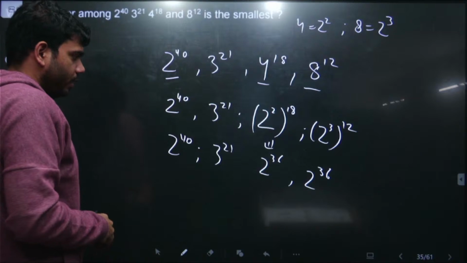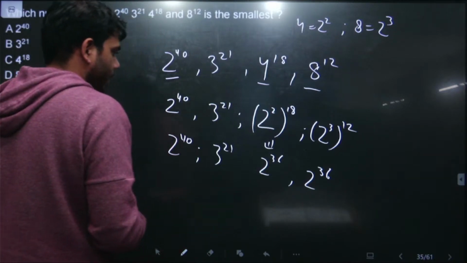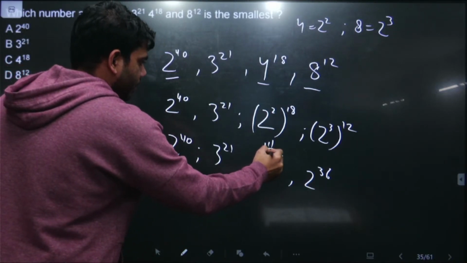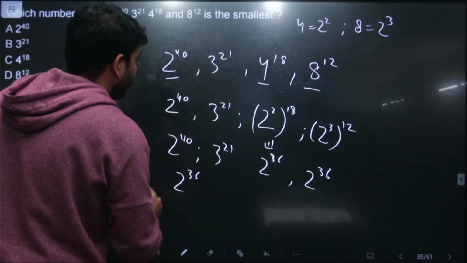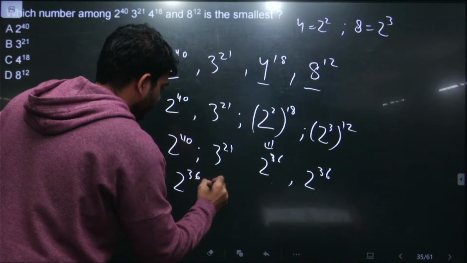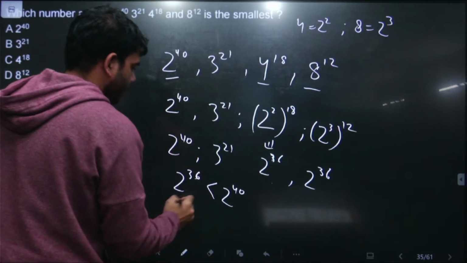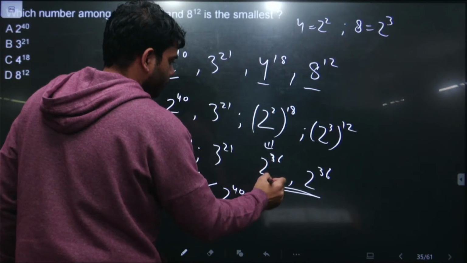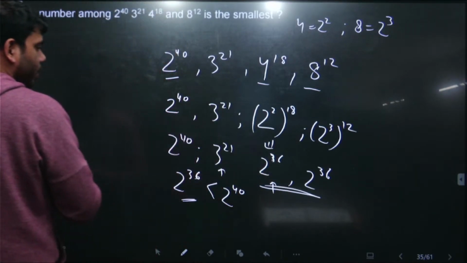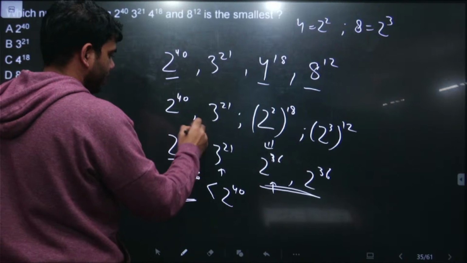So clearly, very clearly, we can say that this 2 raised power 36 is the smallest one. 2 raised power 36 is smaller than 2 raised power 40. So then we have to compare this. Both are the same, so then we have to compare between 2 raised power 36 and 3 raised power 21. Which is the smaller one of these? Obviously, this is the larger one.